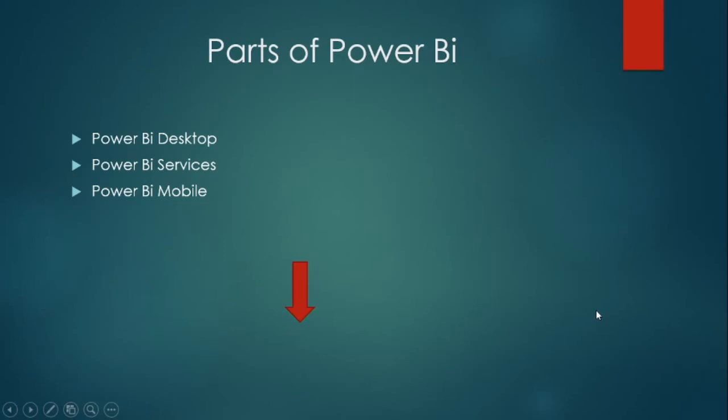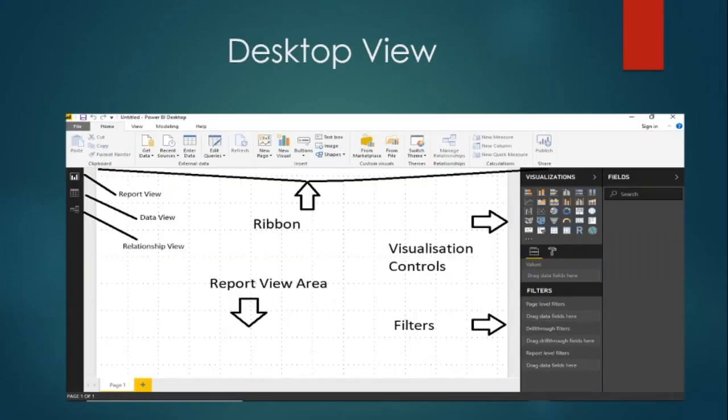Then Power BI Mobile is an Android app or iPhone app. If you want to download that app, you can go to the Play Store and search for Power BI Mobile, and you will find the app. Once you install this app, it will ask for the Power BI Service username and password. Once you give your Power BI username and password, you will be able to log in from your Android or iPhone device.